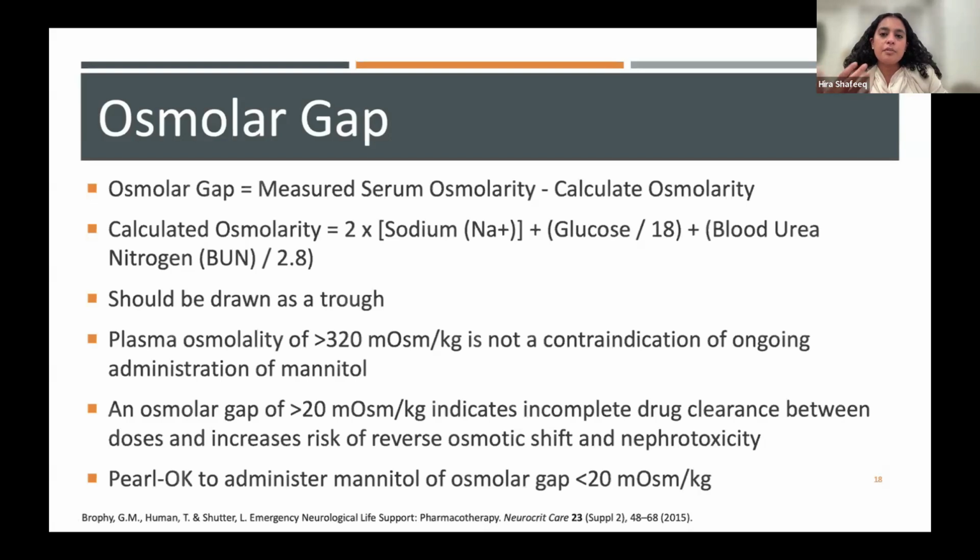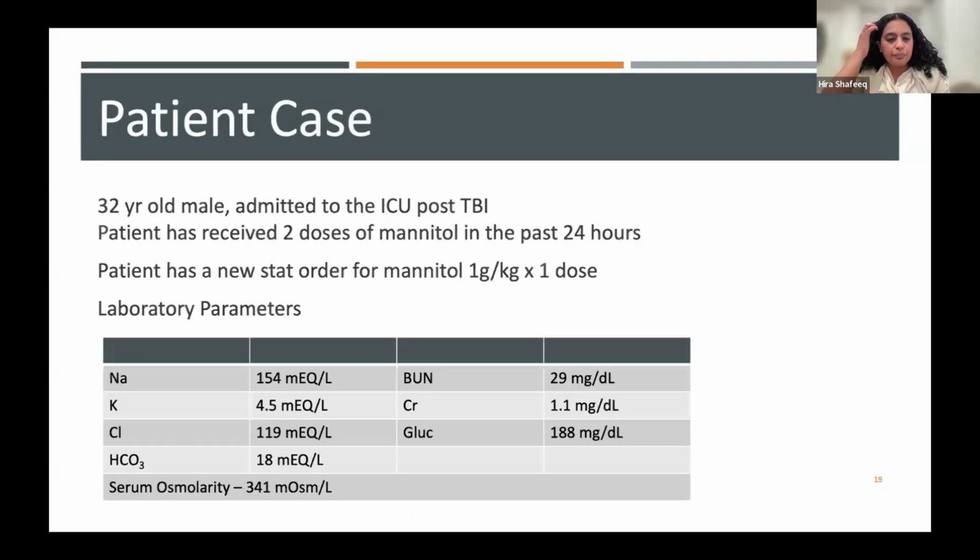A lot of times, some of these patients that really can benefit from an additional dose of mannitol can end up not receiving the therapy. And we'll see that in the example that I'm going to give you in a little bit. Again, if the osmolar gap is more than 20, the idea is that there is incomplete drug clearance between the doses and increased risk of the reverse osmotic shift, worsening the cerebral edema, and even nephrotoxicity. So the big clinical pearl here today is that it's okay to administer mannitol with an osmolar gap of less than 20, and we are going to practice that with a patient case.